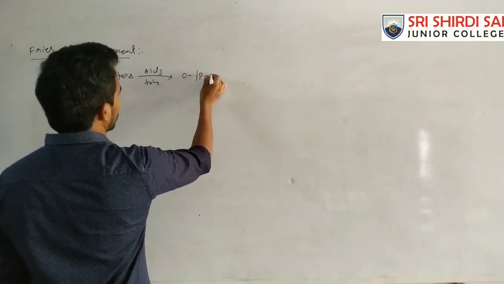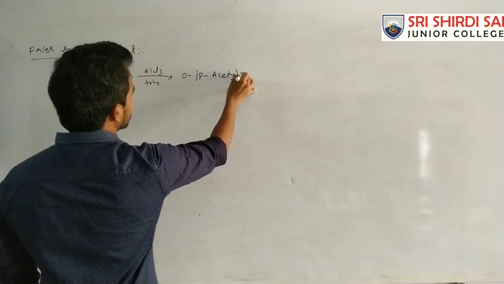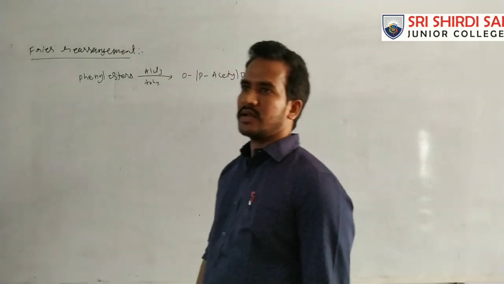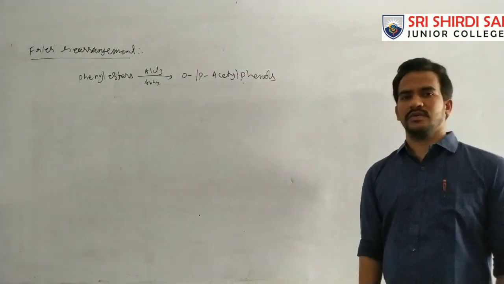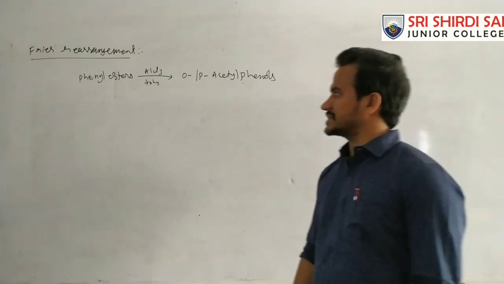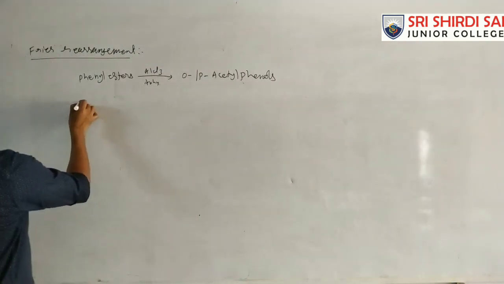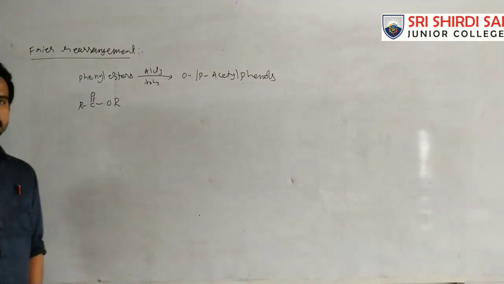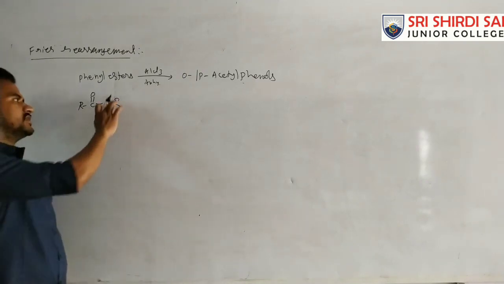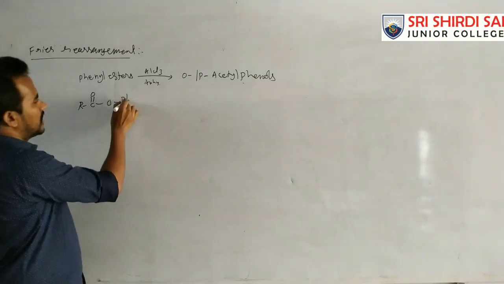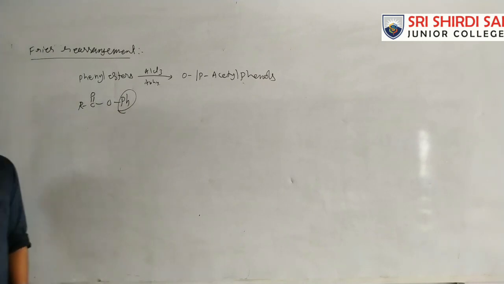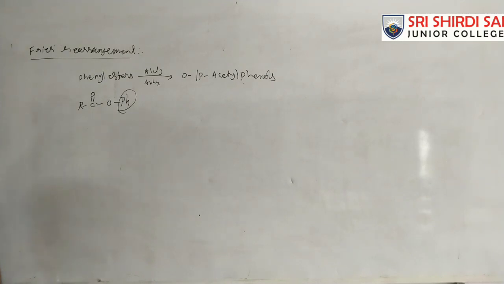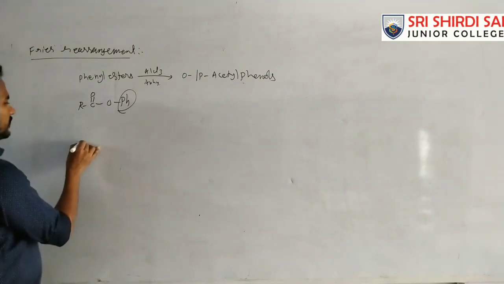to ortho or para acetyl phenols. Acetyl means here that contains a COCH3 group. Phenyl ester means, generally RC=OR is an ester, RCOOR is the ester. Now here phenyl ester means this alkyl group must be phenyl. So this phenyl ester can be converted to ortho para acetyl phenols. So let us discuss with one example.